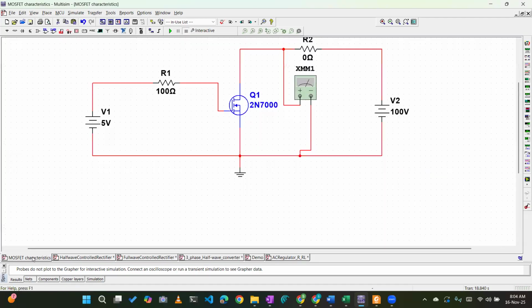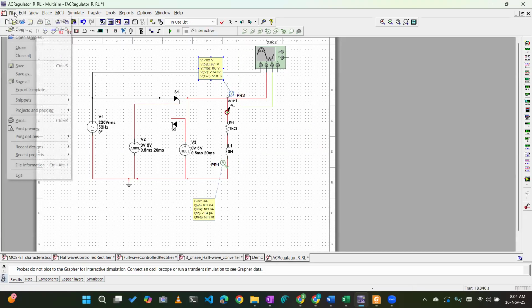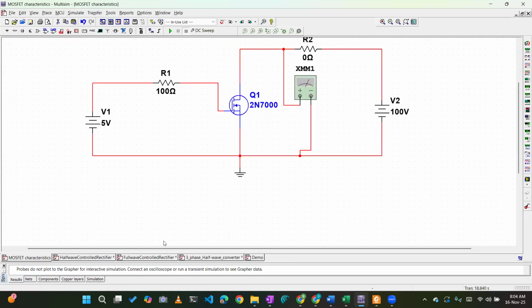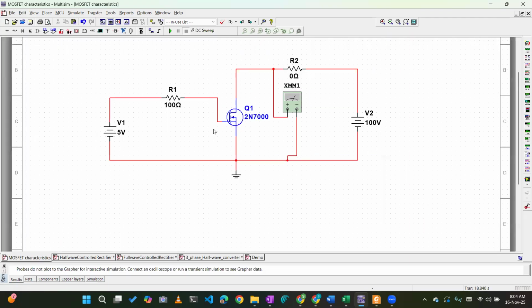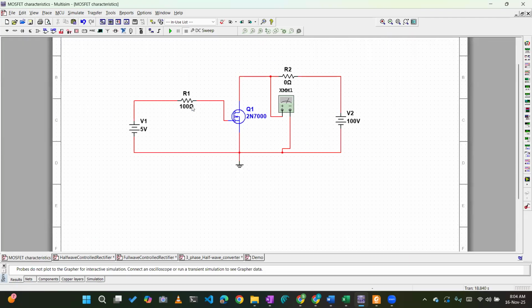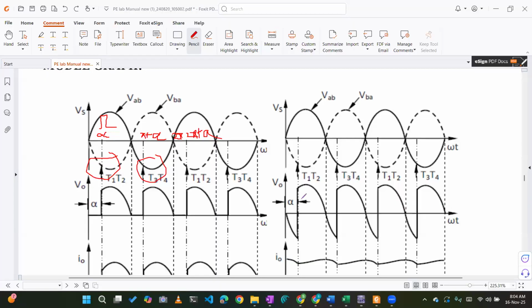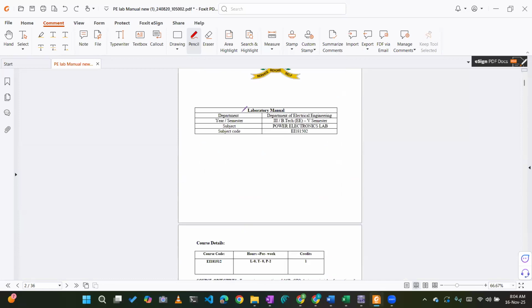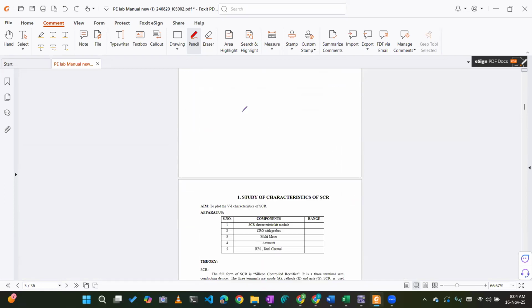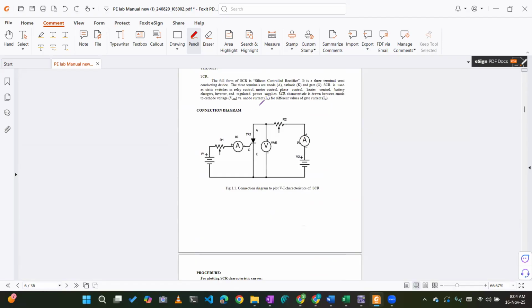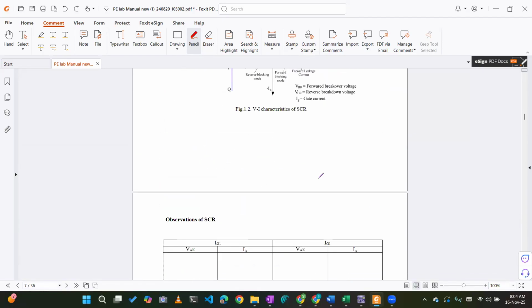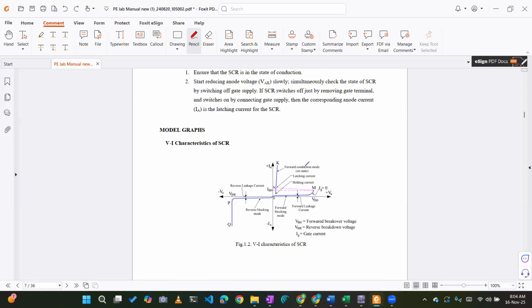Now, the first experiment was this one. I will save and close this part. First experiment, you can simply write the theory like what's given in your manual, what is written in the rubric part. Suppose you will draw the characteristic. For SCR, you will draw this characteristic.